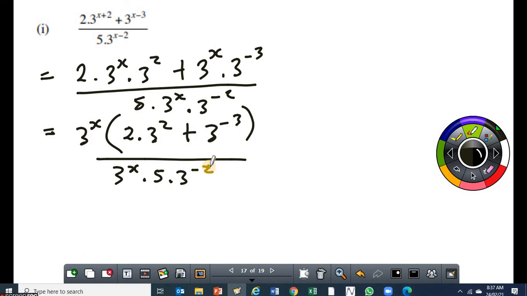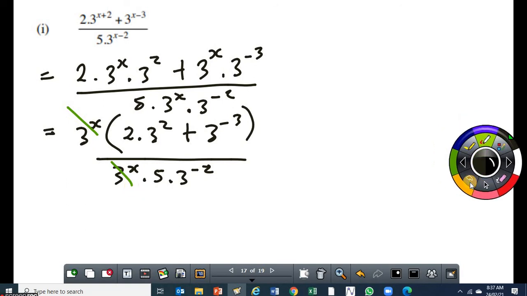Okay, you can do that because of multiplication. Okay, then these 2 terms are going to cancel out. 3 to the power of x and 3 to the power of x will cancel out. Then I just need to simplify now what's inside the bracket in the numerator. So 2 times 3 squared. Now 3 squared is 9. 9 times 2 gives me 18 plus 3 to the power of minus 3, that's 1 over 27. So that will be 1 over 27. Right? All over.